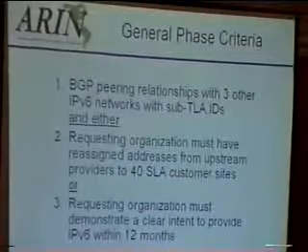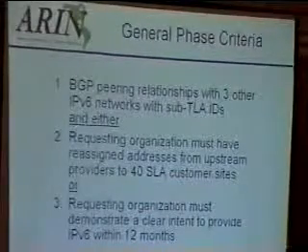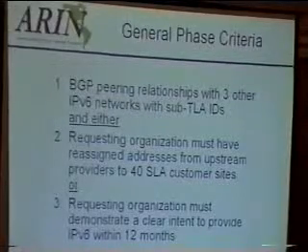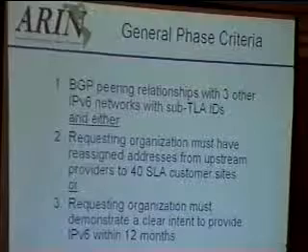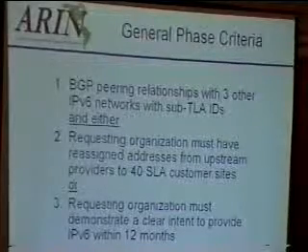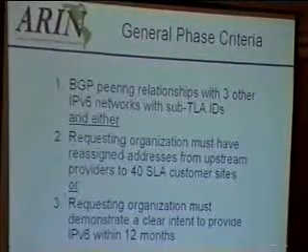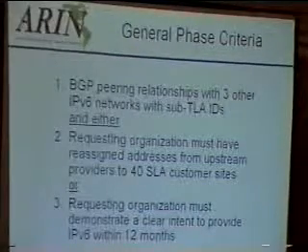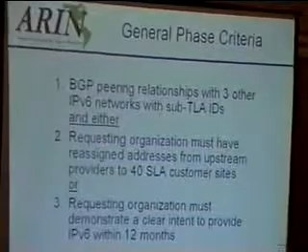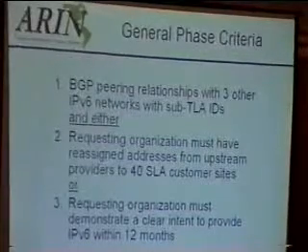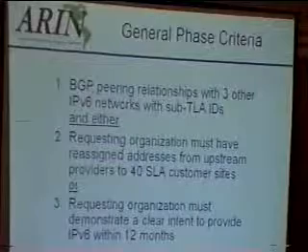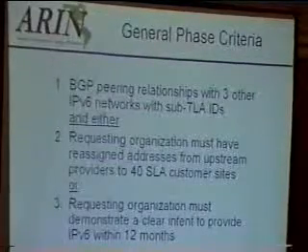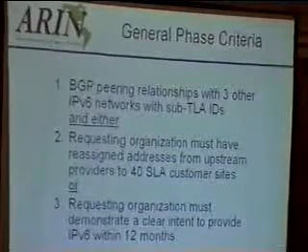The general phase criteria goes into effect after the bootstrap phase is over, and like I said, that is likely to be towards the end of this year, unless we make a decision to extend the bootstrap phase. And what changes is, you have 3 numbered items, you have to do 1, and then you either do 2 or 3. 1 is BGP peering relationships with 3 other IPv6 networks. Before it was IPv4 networks, now you have to show peering relationships with IPv6 networks, or with networks who are providing IPv6 services, or announcing V6 space.